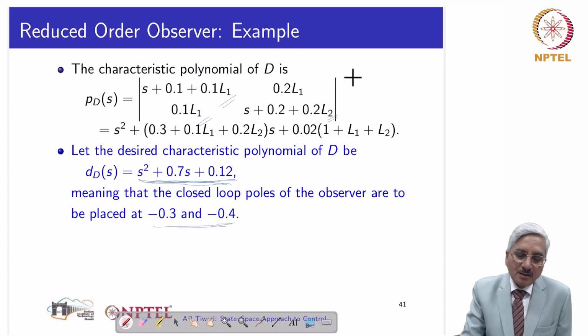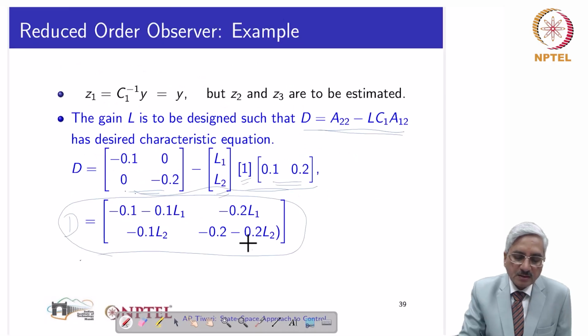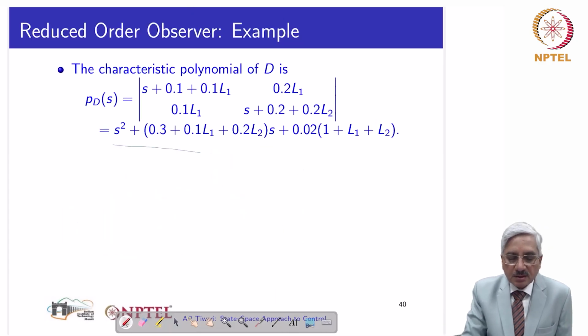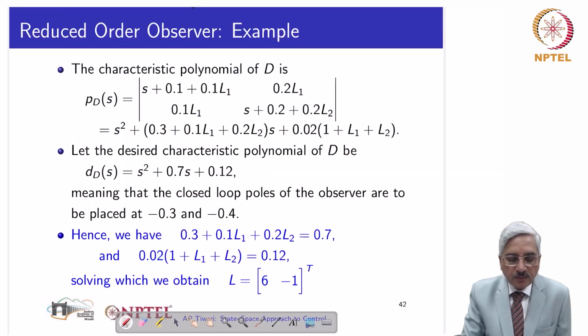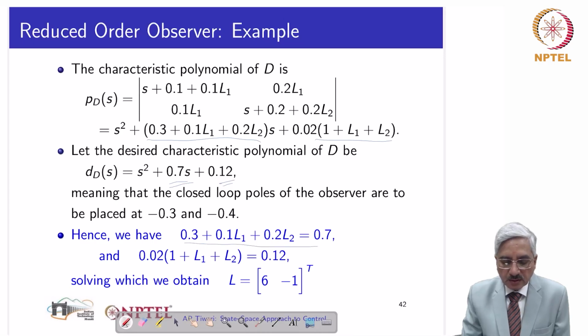So what we are doing, that D was this, so we obtain sI minus D and its determinant, so that gives this. And now what we do, we equate term by term the coefficients of s and the constant one to the coefficients in the desired characteristic polynomial. So we have these two equations.